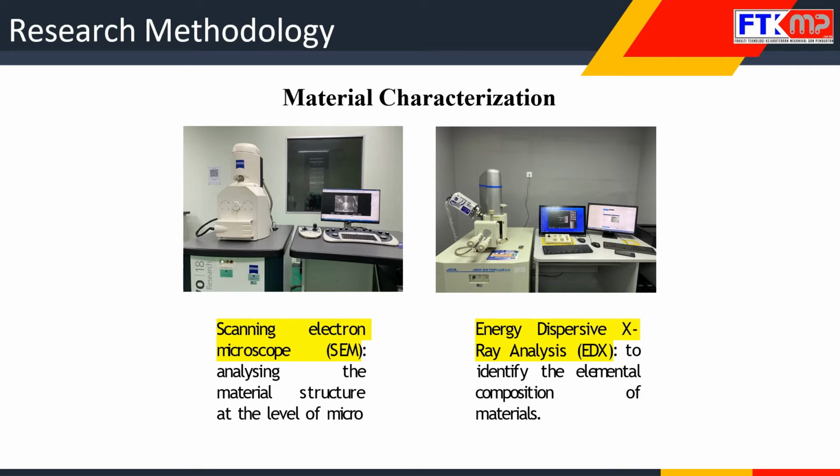For surface study, we use a scanning electron microscope to analyze the material structure at the micro level. Next is energy dispersive X-ray analysis to identify the elemental composition of materials.